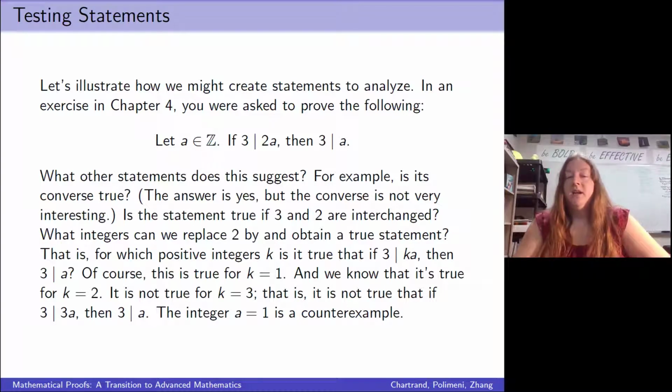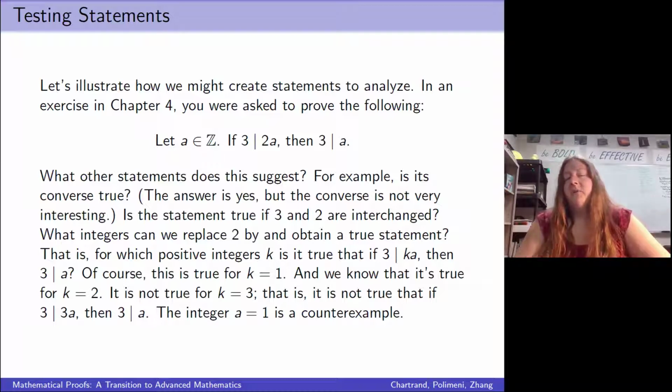So we might be thinking, well, does it matter that the 3 is where it is and the 2 is where it is? Or could we switch it up and have this be true still? Or can we replace the 2 with other integers? What other integers can I replace the 2 with? If I put a 1 there, then this is super boring because it's 3 divides A, then 3 divides A. Obviously true. It's a tautology, right?